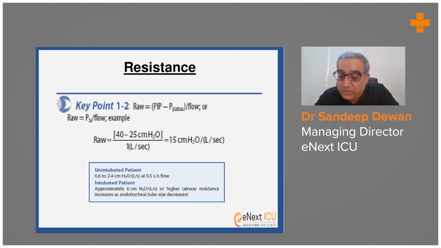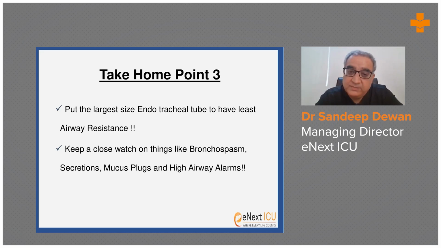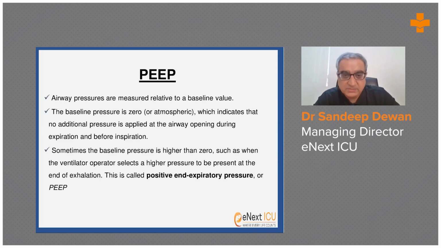Why is resistance important? Because in COPD and asthma, your ventilator strategy will be completely different if the resistance is high. So the take-home point 3: put the largest size endotracheal tube to have the least airway resistance. We know now that the resistance is dependent only on the lumen of the endotracheal tube and the airway. So largest size tube, and keep a very close watch on bronchospasm, secretions, mucus plug, and high airway alarms.